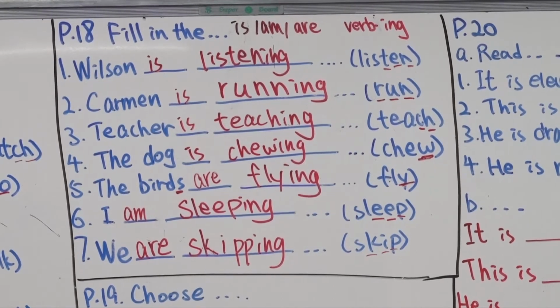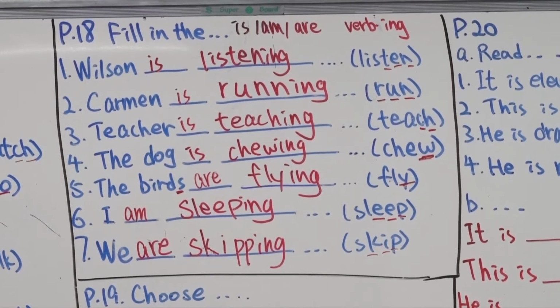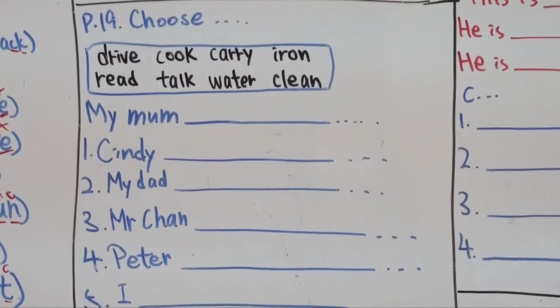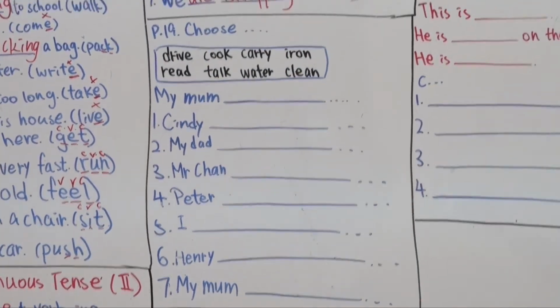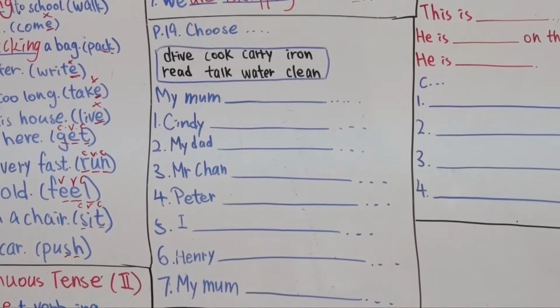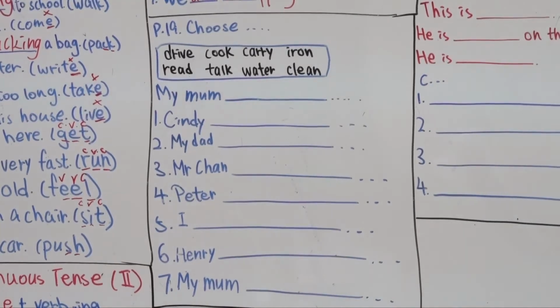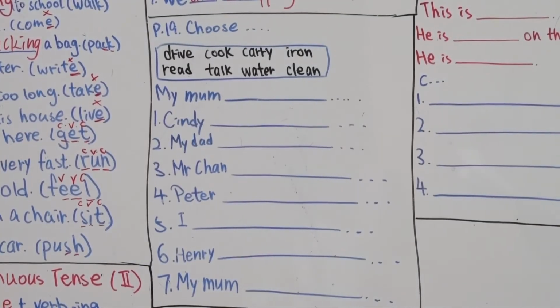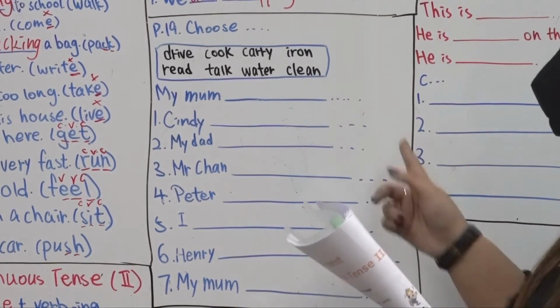Alright, let's have a look at the example on page 19. Next page. Are you done with checking your answers? If you are done checking your answers, then we can move on to page 19. Choose the word and fill in the blanks. Remember you have to change the verb here because it refers to present continuous tense. So let's have a look at the example.